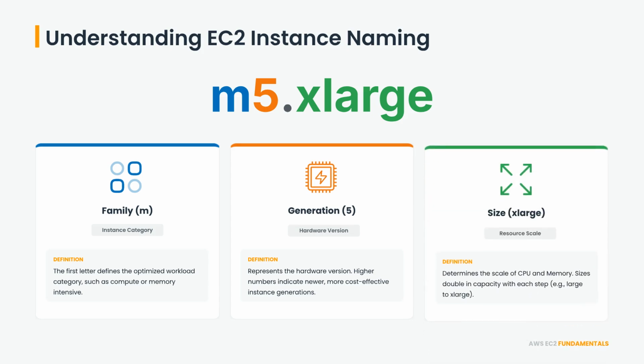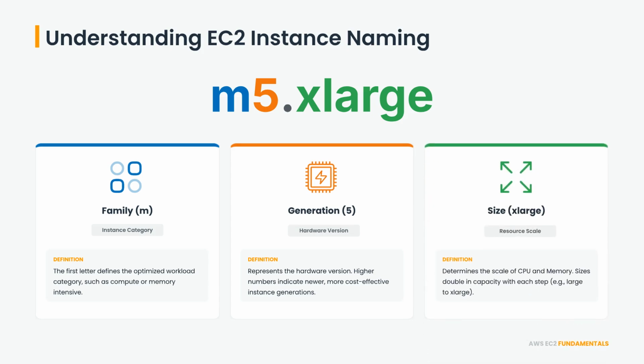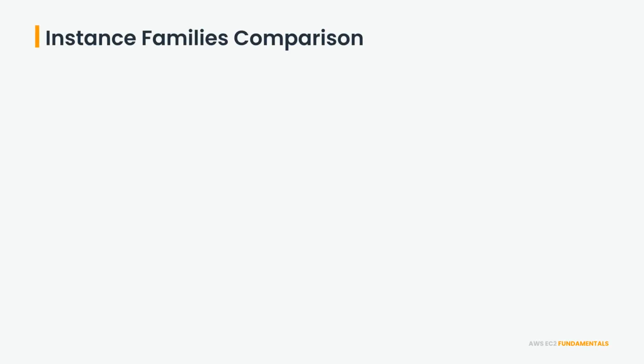Finally, xlarge defines the size. This determines CPU, memory, and network capacity. Instance sizes scale from nano and micro, all the way up to multiple xlarge variants. Once you understand this naming structure, you can quickly evaluate any EC2 instance type without needing to memorize everything. Now let's look at the main EC2 instance families and when to use them.